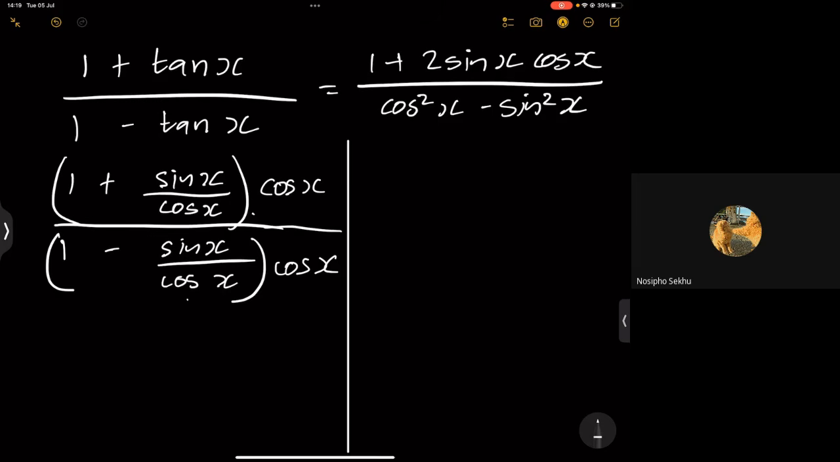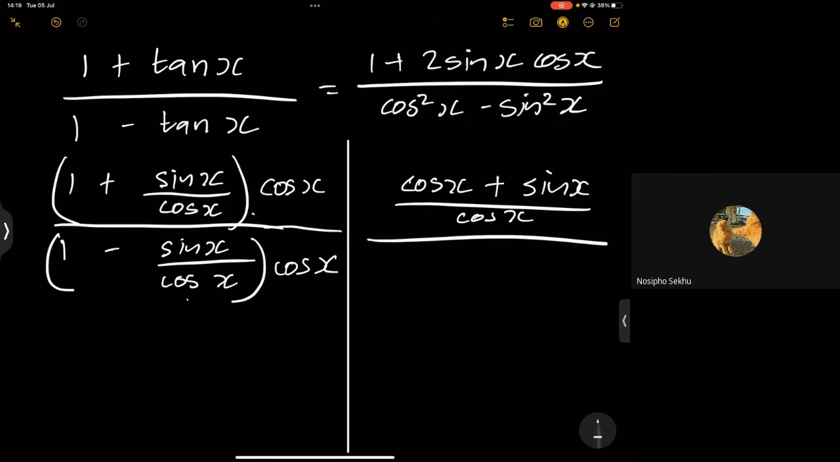You could have taken LCD at the top. That would have been cos x, and that would simply be LCD divided by denominator multiplied by numerator. So that would be cos x plus sine x divided by, which is this division line here, again, cos x minus sine x divided by cos x.